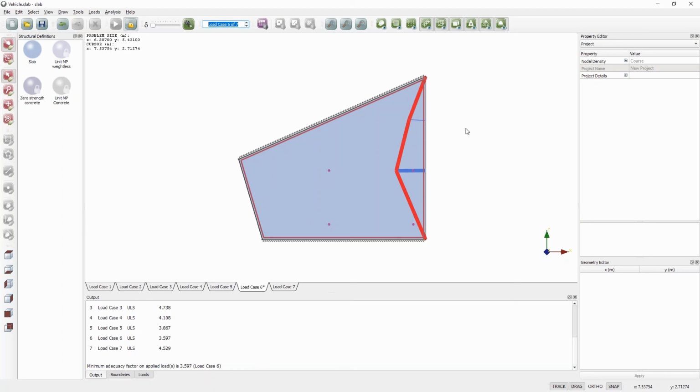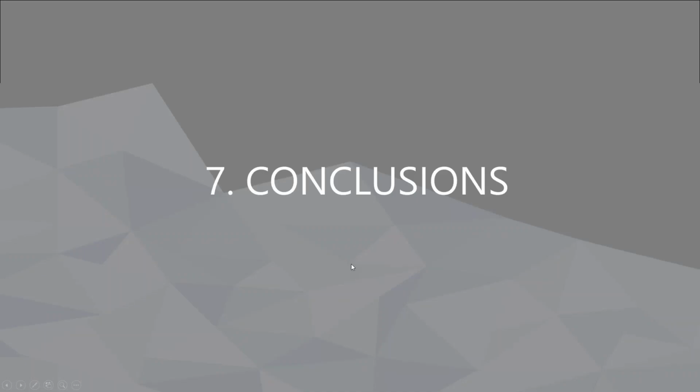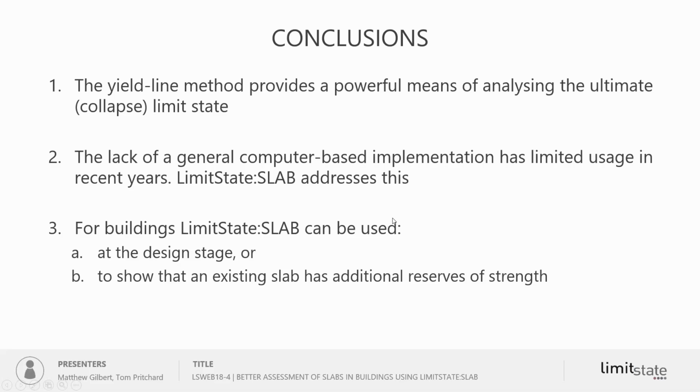So that's it for the 2 different examples I was going to show. So I'm just going to come on to the conclusions now. So what we've seen today is that yield line method provides quite a powerful means of analysing the ultimate collapse limit state, but the lack of a general computer-based implementation has limited usage in recent years. However, LimitState SLAB addresses this for you. And for buildings, LimitState SLAB can be used at either the design stage or to show that an existing slab has additional reserves of strength that may not have been identified using elastic analysis methods and things like that.